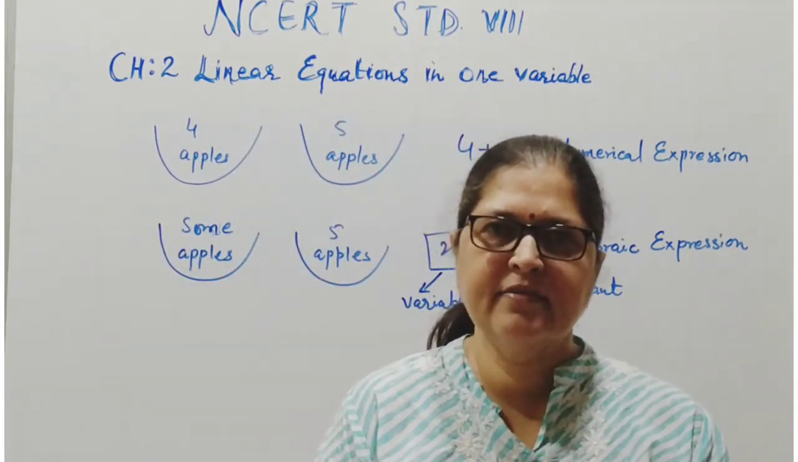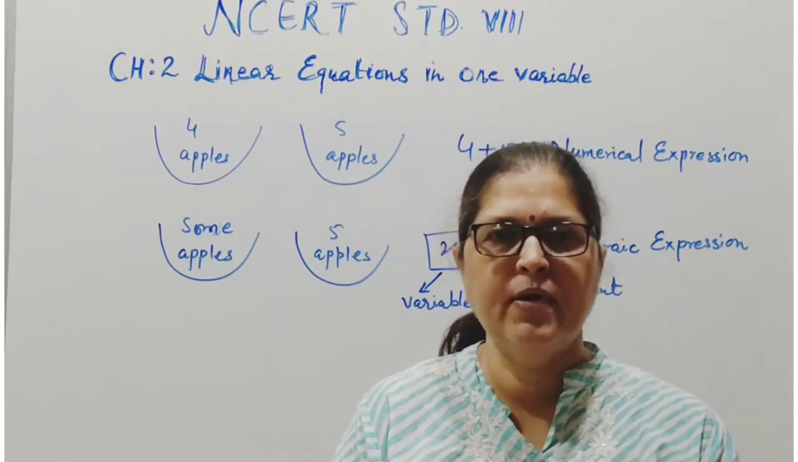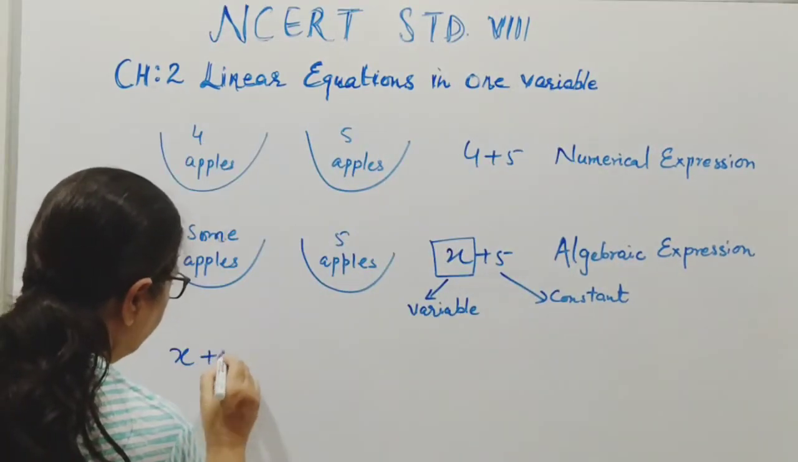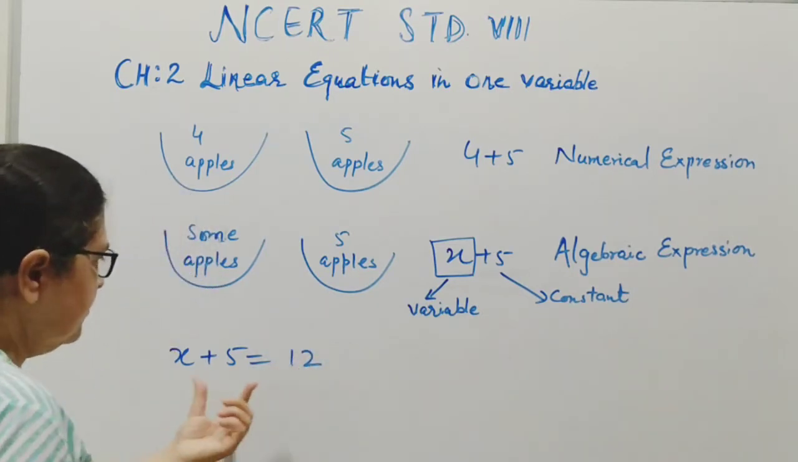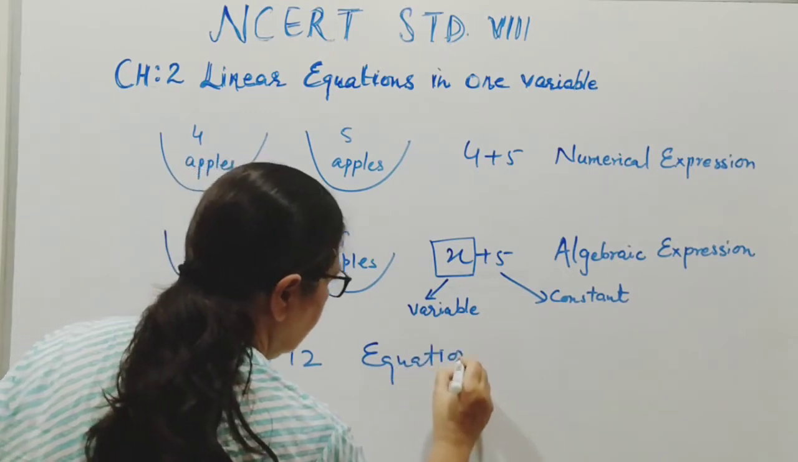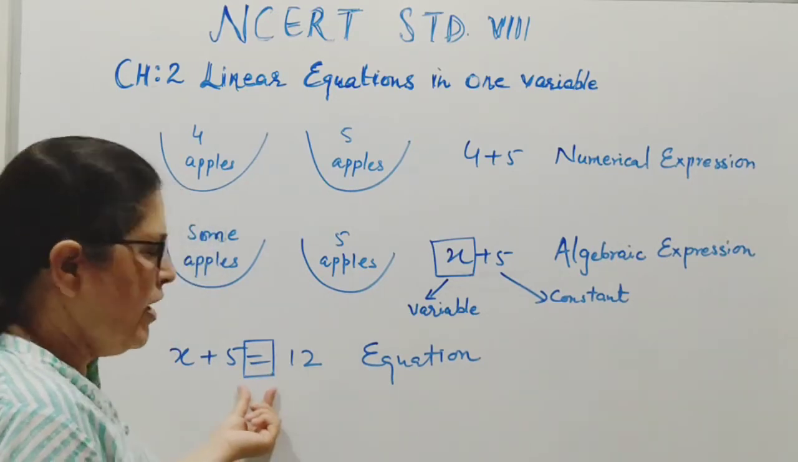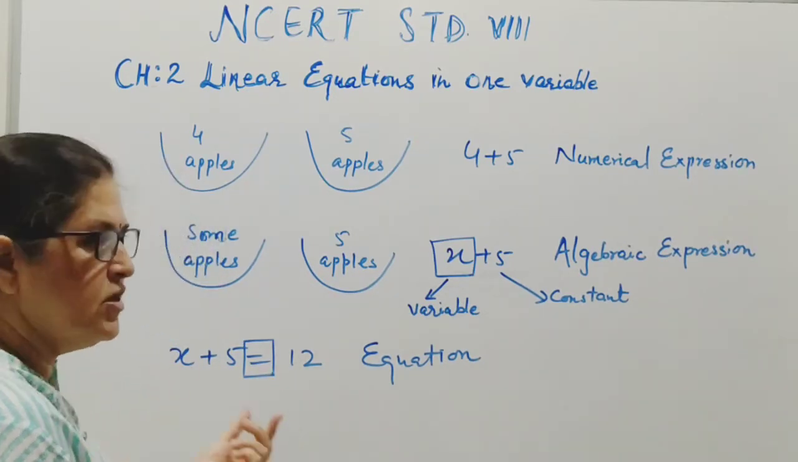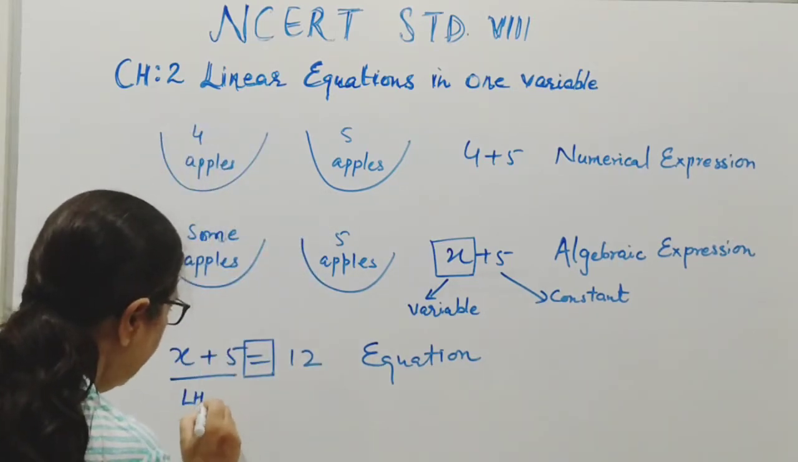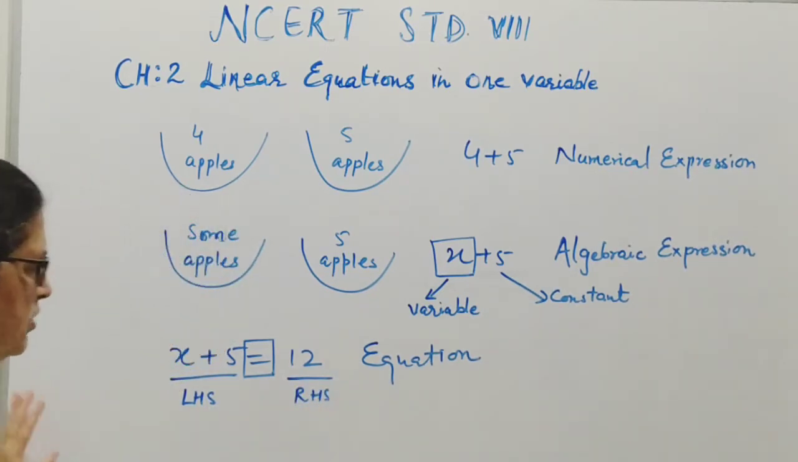Now let us extend our statement a bit. Suppose there are 12 apples in both the baskets. So we can write x plus 5 is equal to 12. This is not an expression, this is an equation because it has an equal to sign. This equality sign separates the equation into two parts. This side is known as the left hand side and this side is known as the right hand side of the equation.